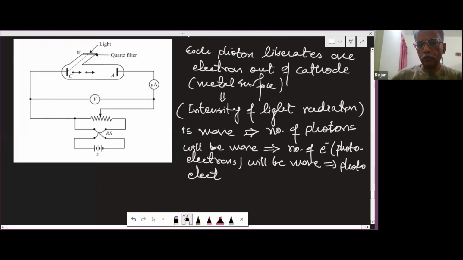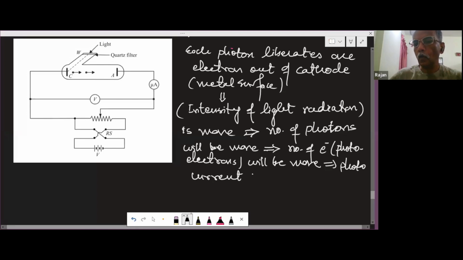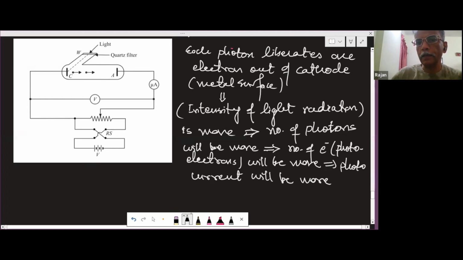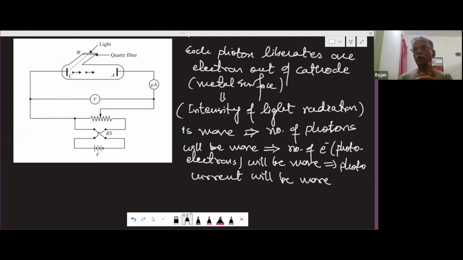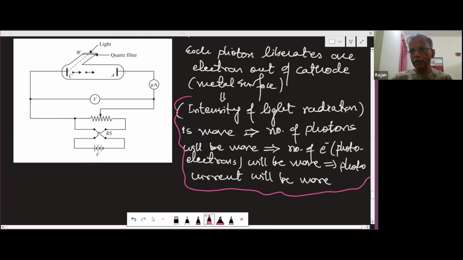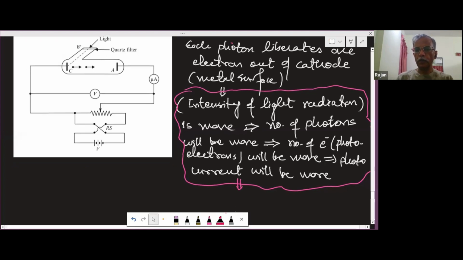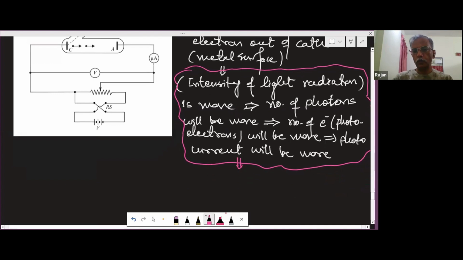It means that photocurrent will be more. Up to that, I hope it is clear. Where we started, intensity of light radiation is more, right? The current is more. It means that out of all these observations, I can say straight away, if your intensity is more, photocurrent is more, right?